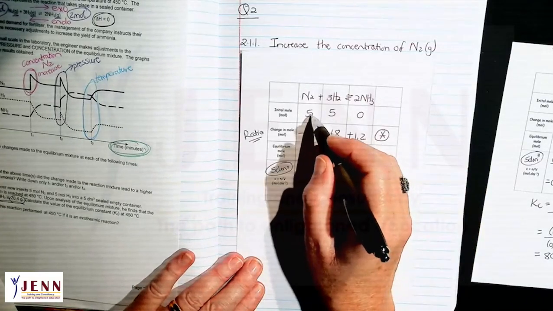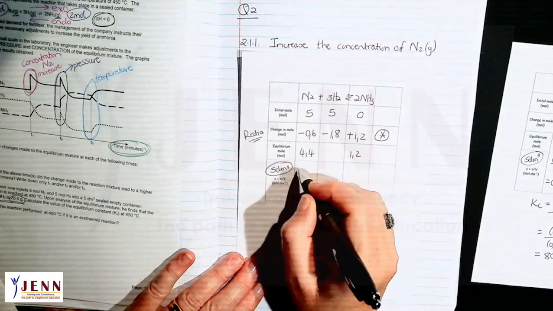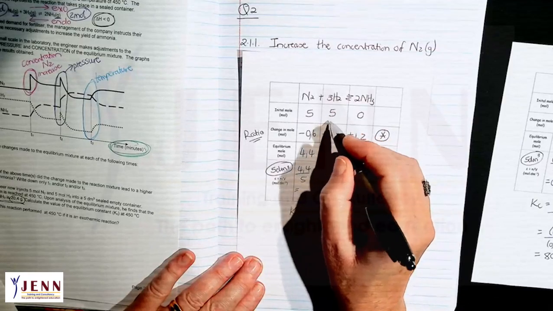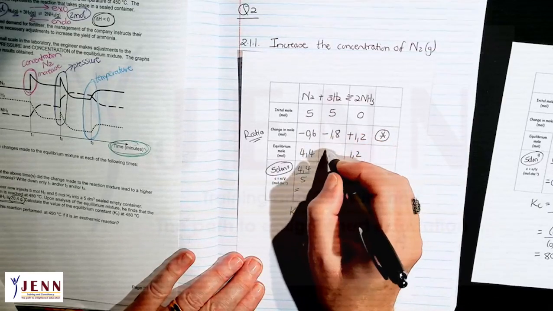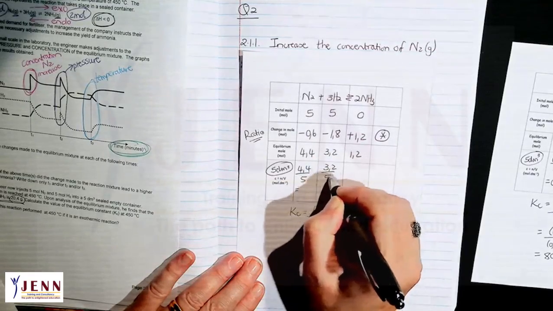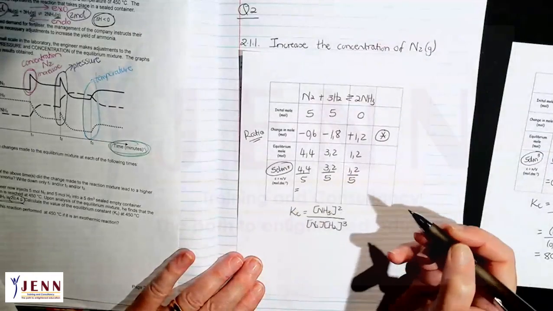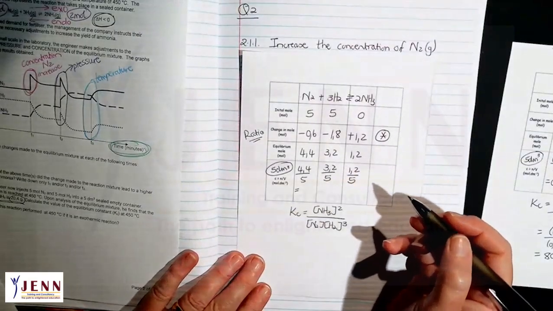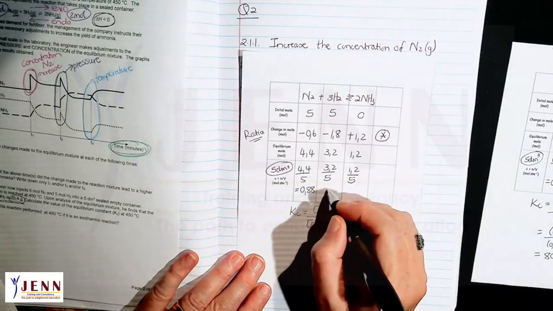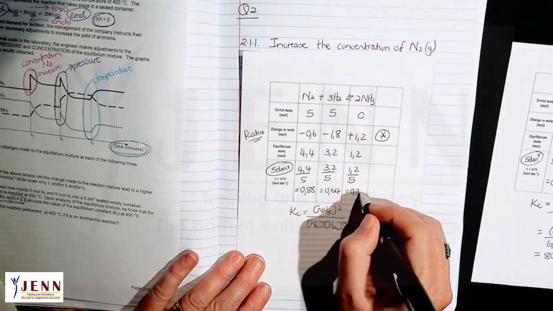Okay, now I subtract 5 minus 0,6, it's 4,4, and it's 4,4 divided by 5. 5 minus 1,8 gives me 3,2, and 3,2 divided by 5, and then 1,2 divided by 5. So please show us the division by 5. This gives me 0,88, this one gives 0,64, and this one gives 0,24.